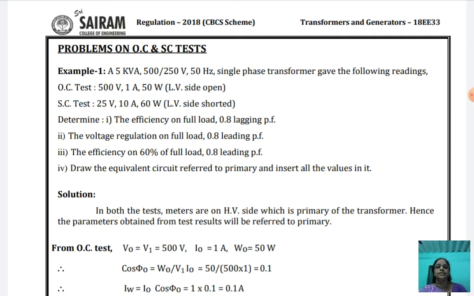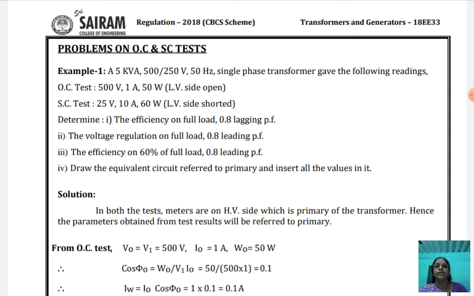Then how to calculate the efficiency, we already studied in the theory that efficiency is calculated for different loads. Here for full load, percentage efficiency is equal to x times VA times power factor, that is the output, divided by the same output plus iron losses plus copper losses, that is x squared times full load copper losses, into 100. This is the formula. So now we calculate first from the OC test.